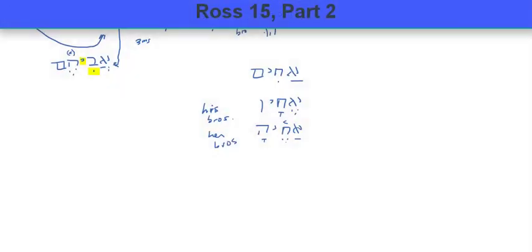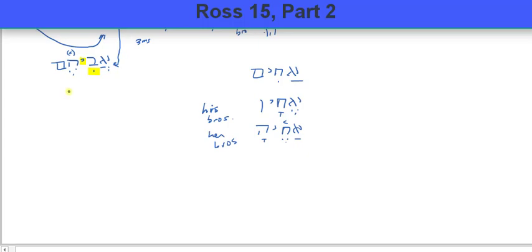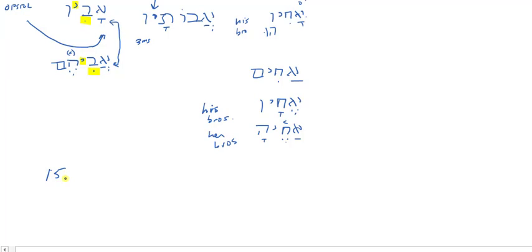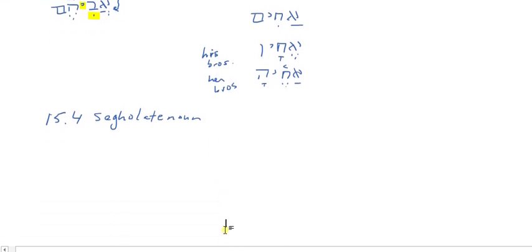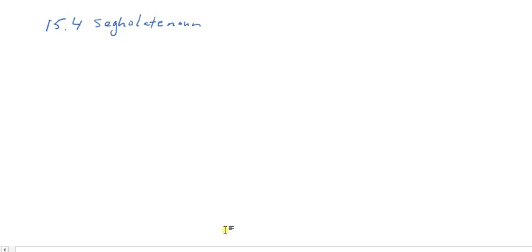In this next section, we want to look at Ross, section 15.4. And here we're dealing with the matter of segol nouns. You know that segol nouns present a particular problem, and they are a bit unusual compared to other nouns. And so here we come to understand why.